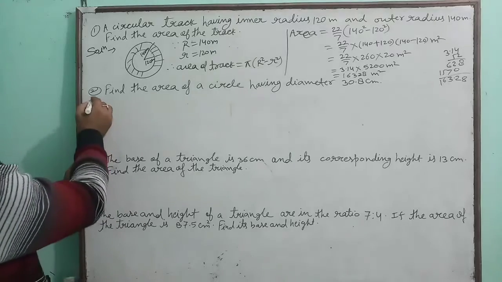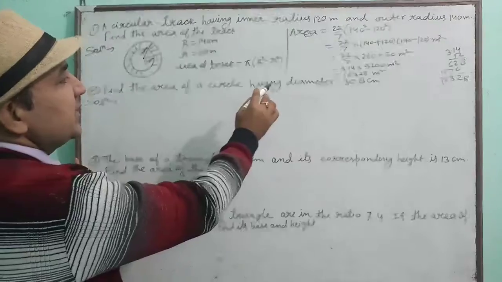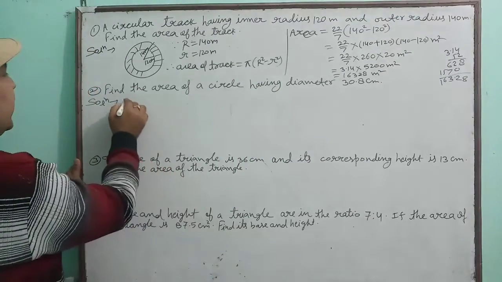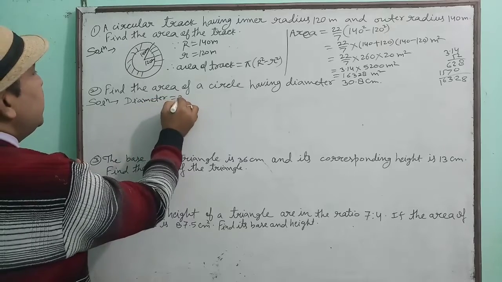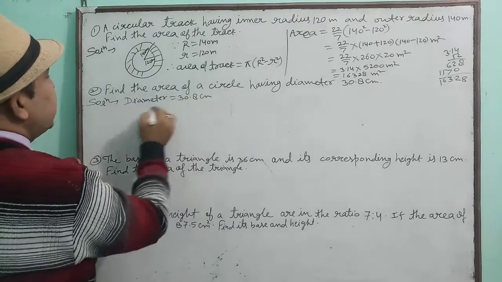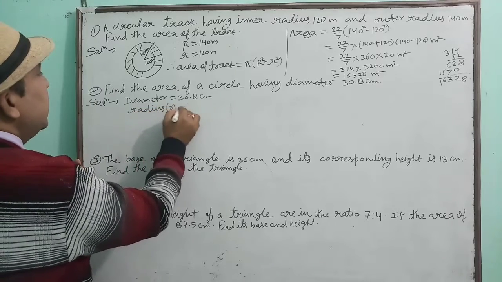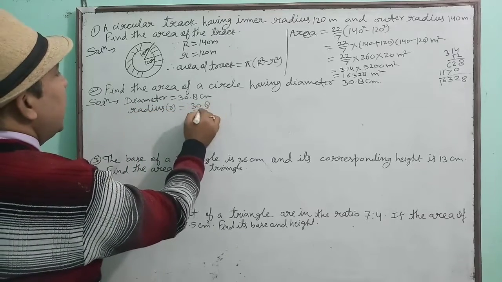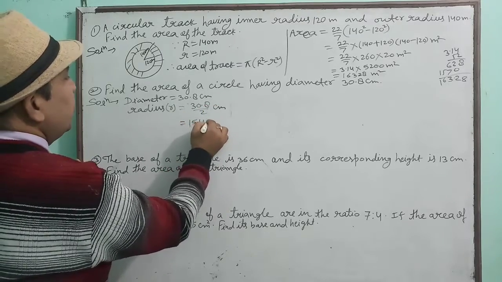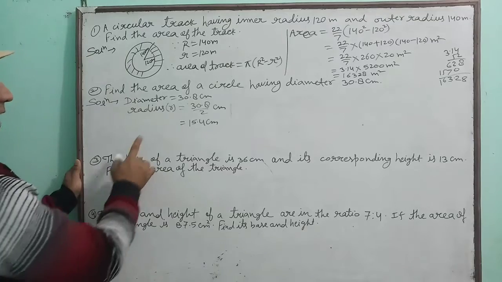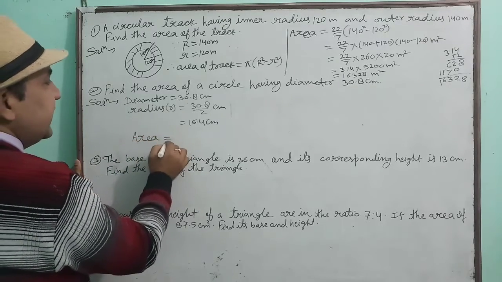Okay. Now see the question number 2. Find the area of a circle having diameter 30.8. Here diameter is 30.8 centimeter. Then we can find the radius. Radius is half of diameter. That means 15.4 centimeter. And if radius is 15.4, then what will be the area?